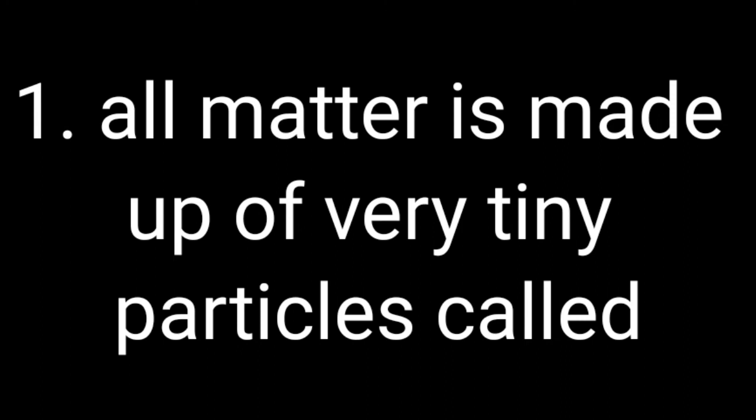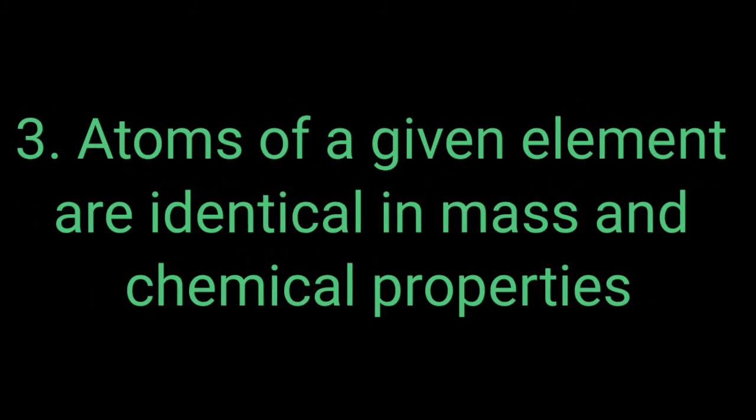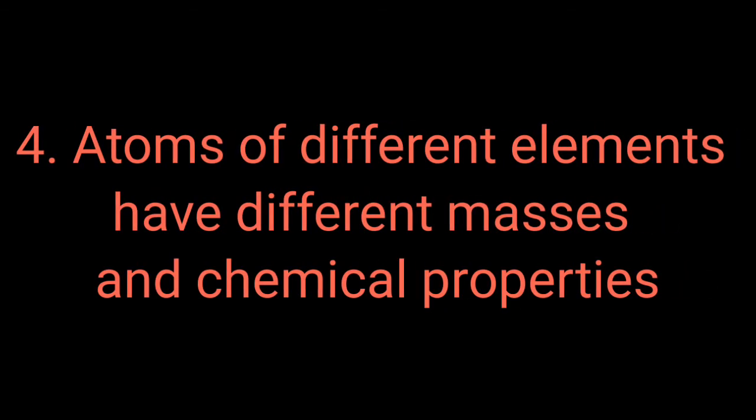First, all matter is made up of very tiny particles called atoms. The second is, atoms are individual particles which cannot be created or destroyed during a chemical reaction. The third postulate is, atoms of a given element are the same in mass and chemical properties. The fourth postulate is, atoms of different elements have different masses and chemical properties.